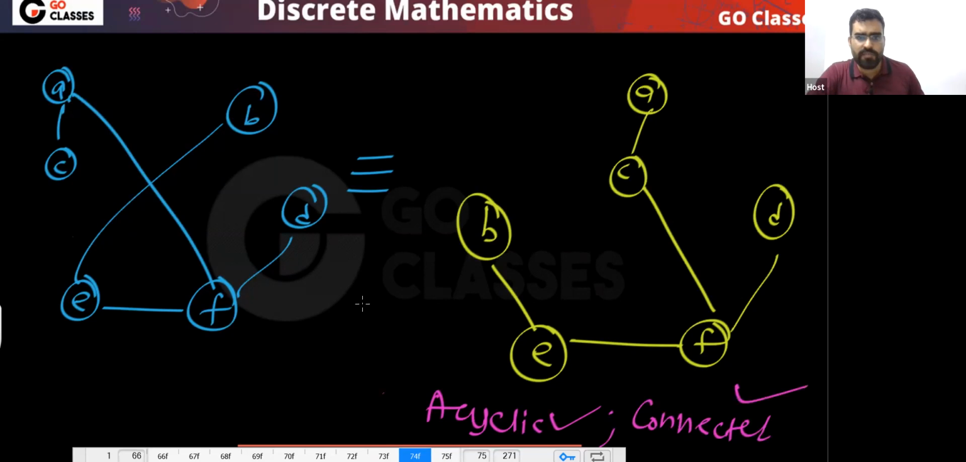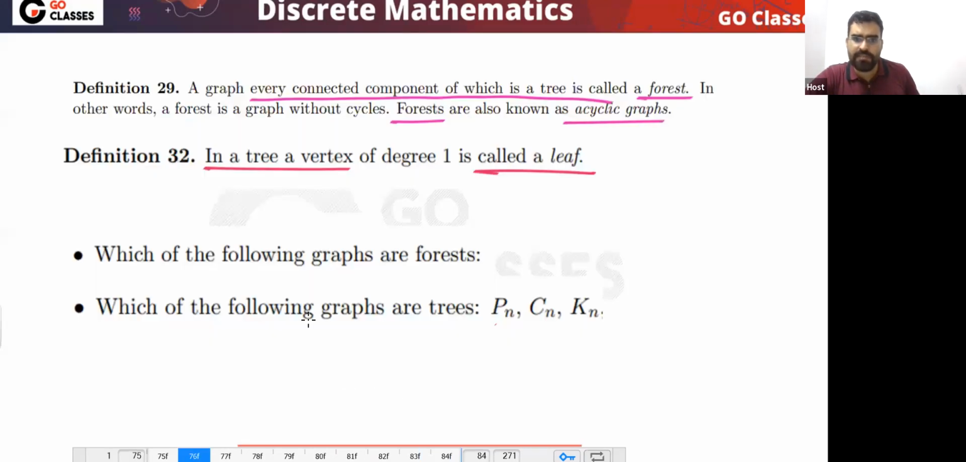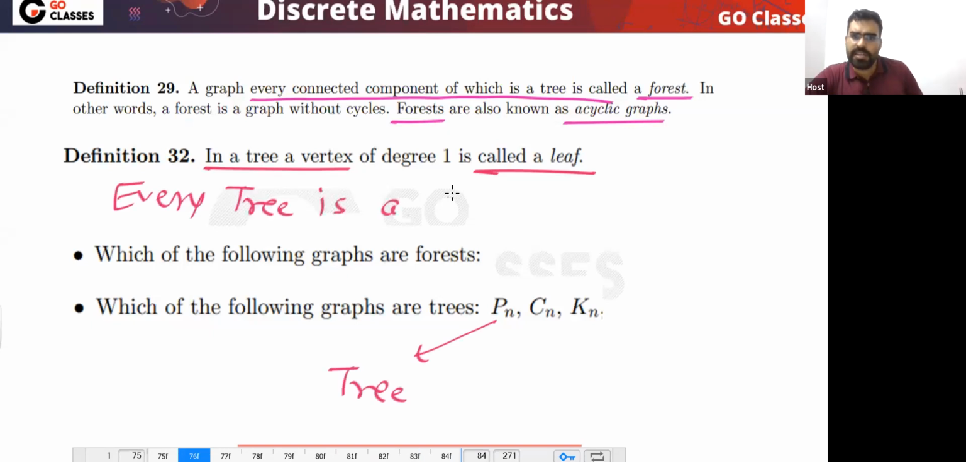Okay, let's see the next. Which of these graphs are forest? Which of these graphs are trees? So tell me, what about PN? This PN is a tree. Every tree is a forest, because tree means connected acyclic and forest means acyclic. So yes, this is a tree.